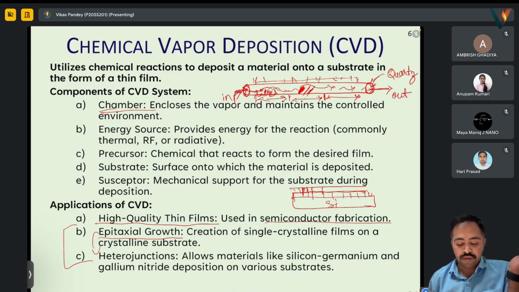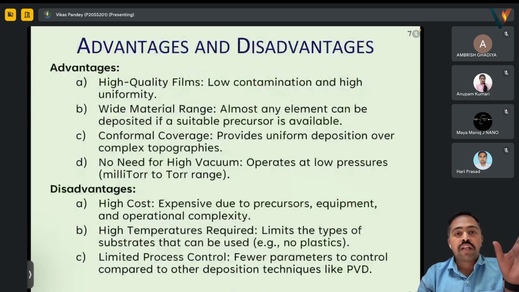They are commonly used in semiconductor fabrication and sensors too. Okay, so what are the advantages associated with the CVD system and what are the disadvantages?